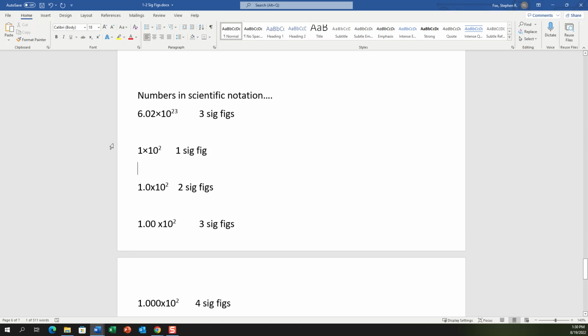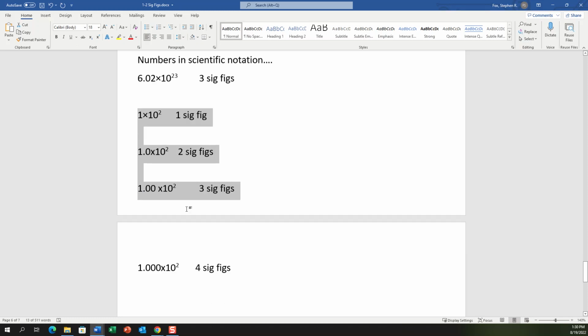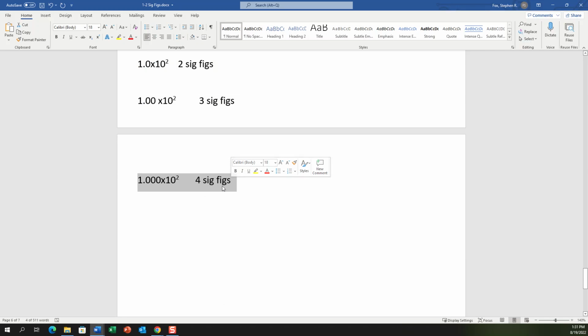All right? Now notice here is 100 written 3 different ways. 1 times 10 to the 2 is 100. 1.0 times 10 to the 2 is also 100, and 1.00 times 10 to the 2 is also 100. So there's no difference in the values of these numbers, but this would be 1 sig fig, because I only have 1 digit written here. If I wanted to add a sig fig, I could go 1.0 times 10 to the 2, that's 2 sig figs, and then 1.00 times 10 to the 2, that would be 3 sig figs. And then we've got 4 sig figs here. Okay? So that's the rule.